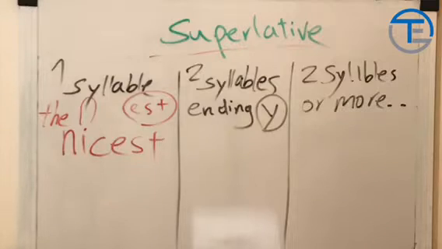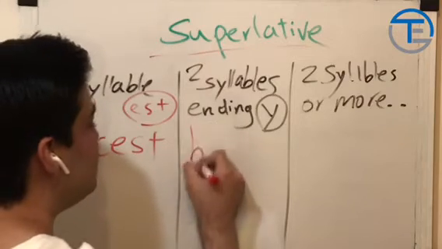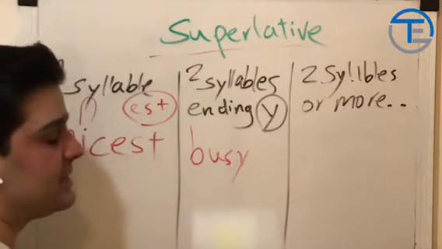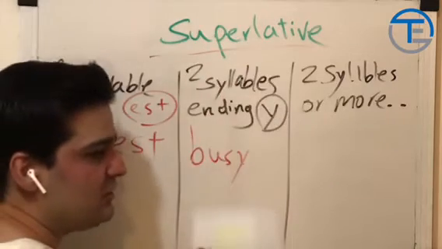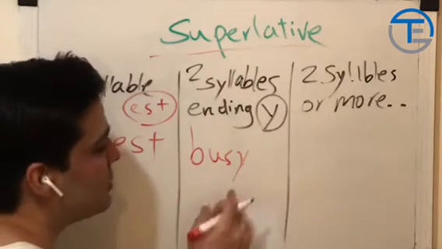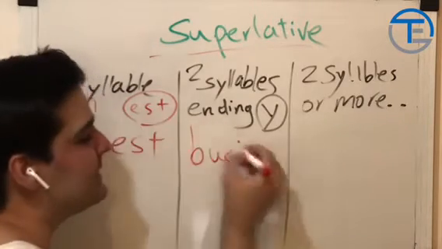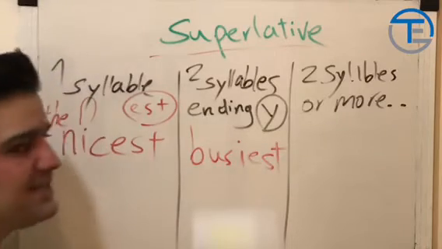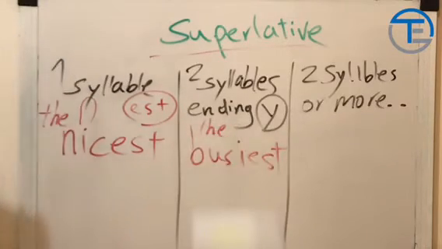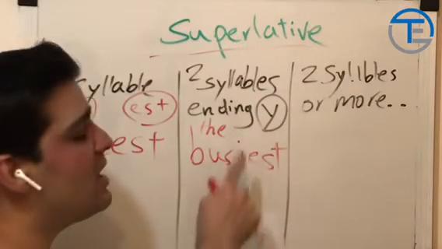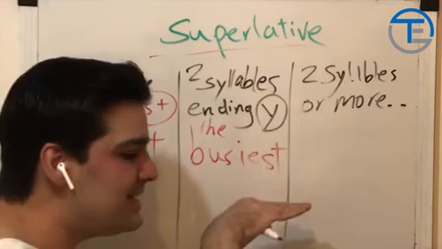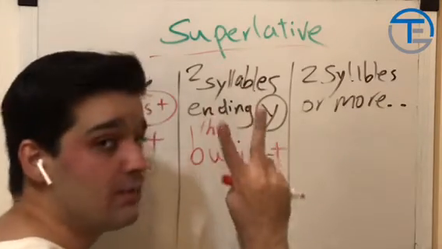For 2 syllables, something like, for example, busy or noisy. Busy is an adjective with y ending. When you want to make a superlative adjective between 3 things or 14 things, you have to remove y and instead put i and est. The busiest, or the noisiest. If you have y ending and it has 2 syllables, you do this.